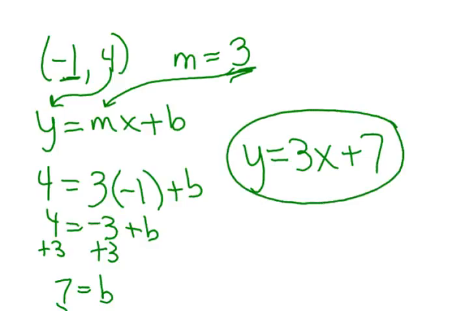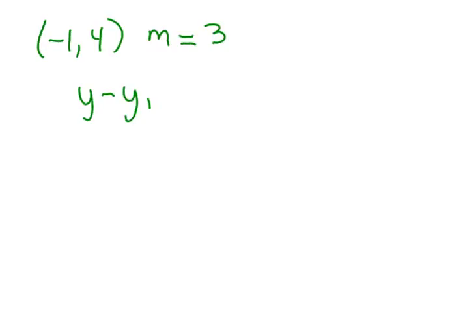The other option is to use the point-slope formula. Let's use that same ordered pair. I'm sorry, that was not it. It was (-1, 4) and a slope of 3. The point-slope formula looks like this: y - y1 = m(x - x1).